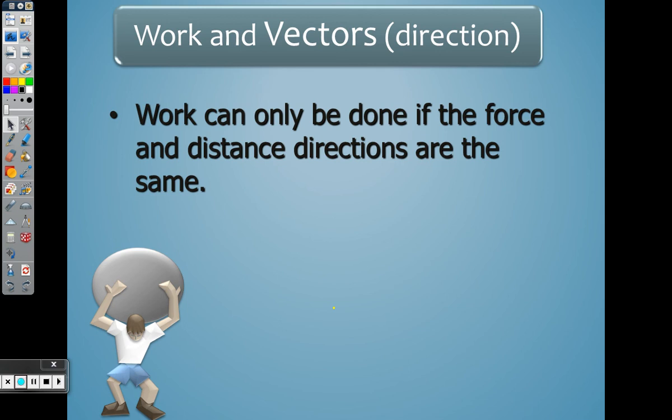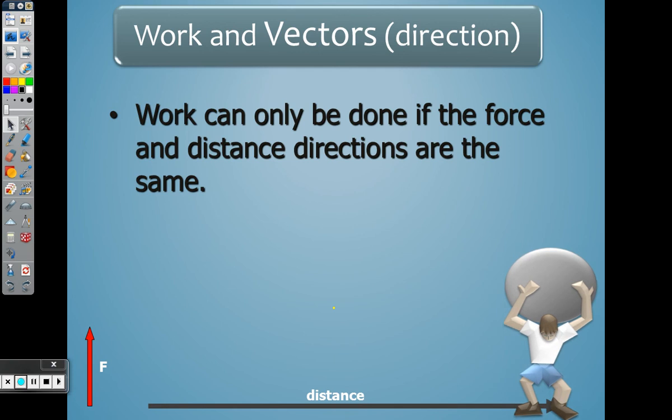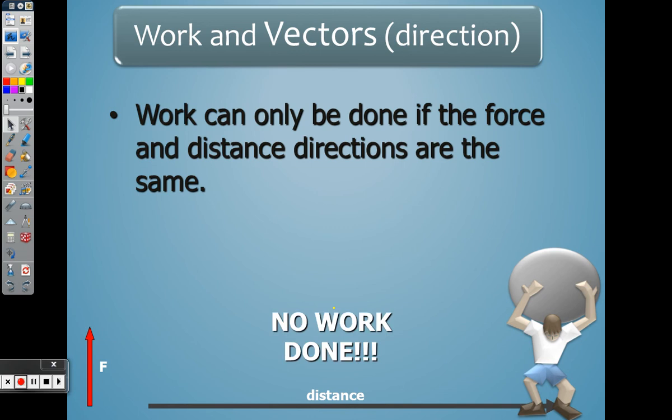For example, there's this guy holding this boulder. Which direction is the force going, applied to the boulder? Up. If he were to slide to the right like that, the distance vector is going to go to the right. Is there work done? No. There's no work done because our vectors are going in different directions.